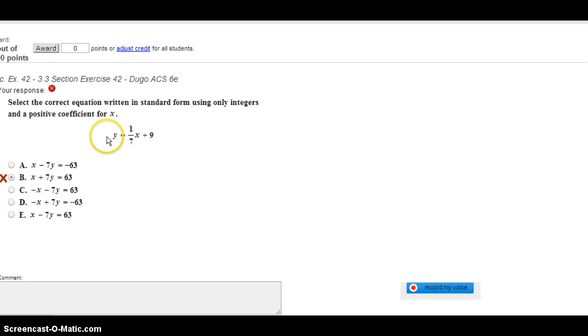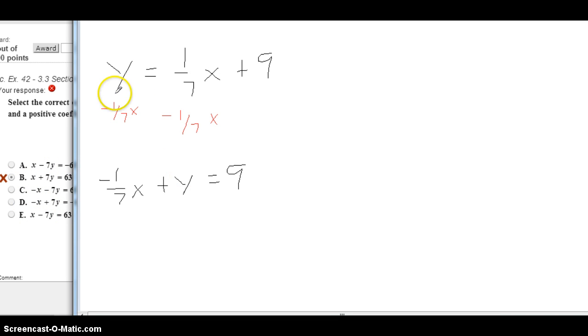For this problem, we start in slope-intercept form with the y by itself on the left, but they want us to change it to standard form, which means you have the x and the y on the left side and just the number on the right side. So kind of the way the answers are all set up. So to do that, the first step would be to get the x over to the left side. So subtract the 1/7 x from both sides, and you'll end up right here.